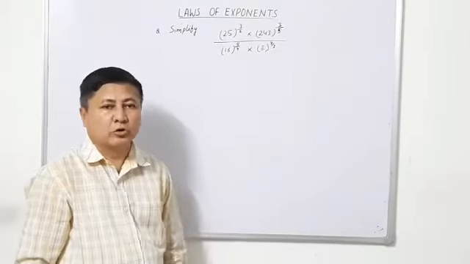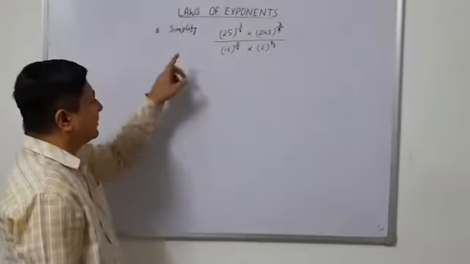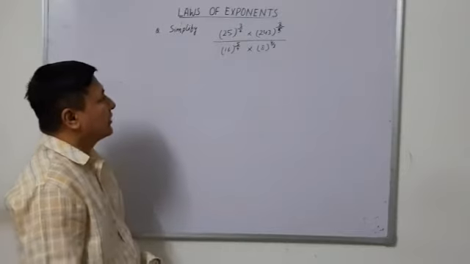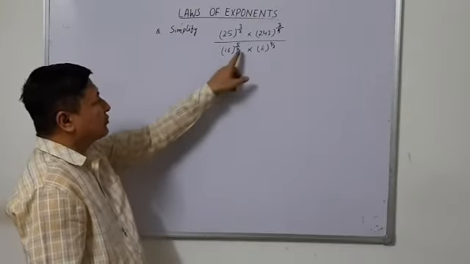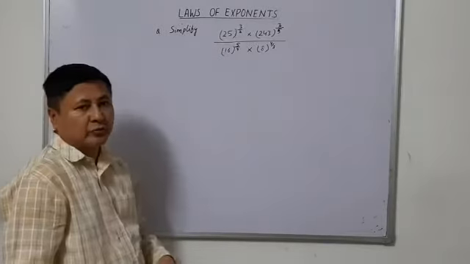Let us take some more questions on laws of exponents. We will simplify this: 25 raised to 3 by 2, 243 raised to 3 upon 5, divided by 16 raised to 5 by 4, into 8 raised to 4 by 3.